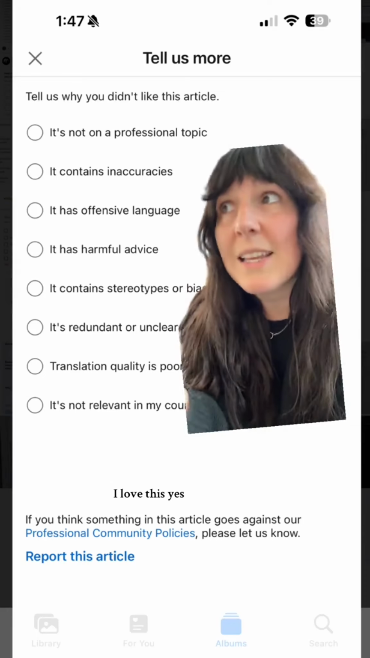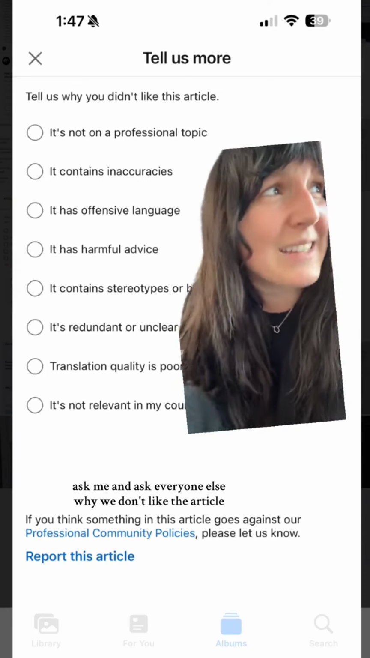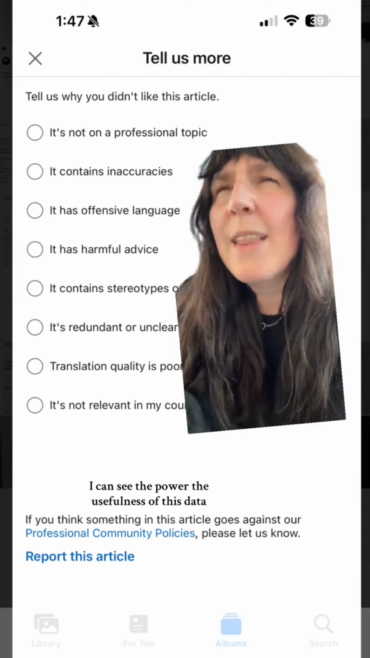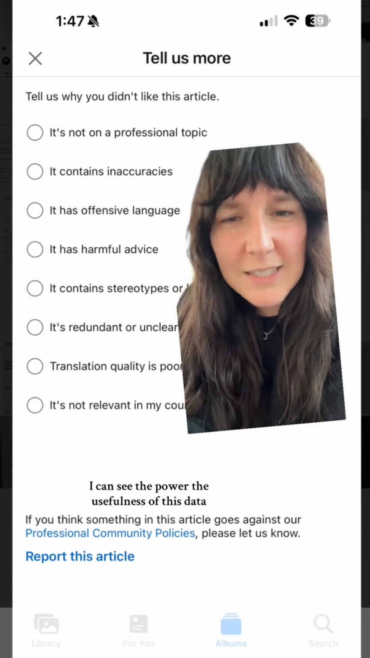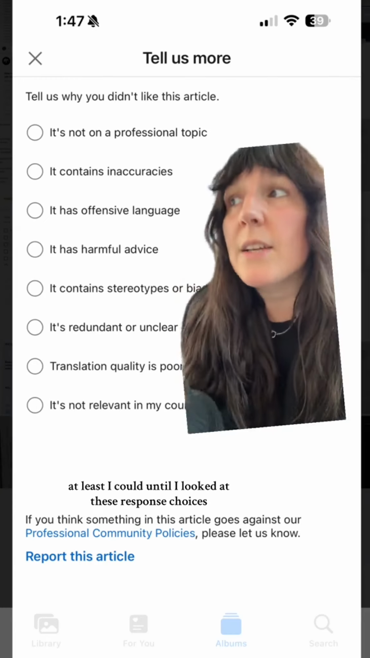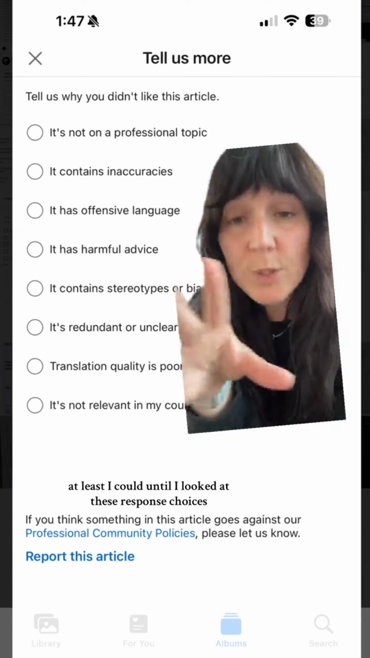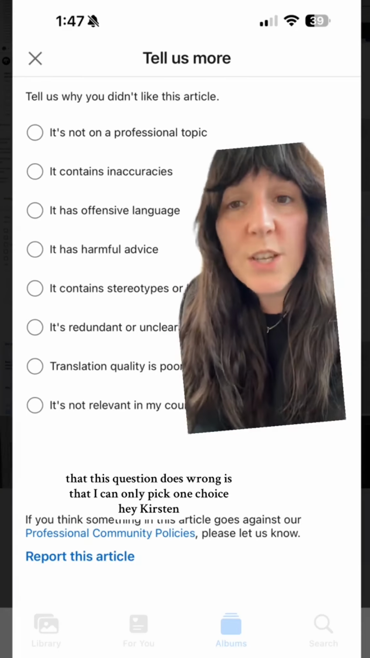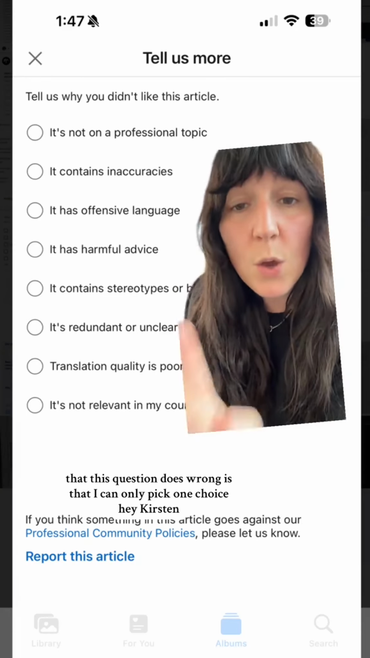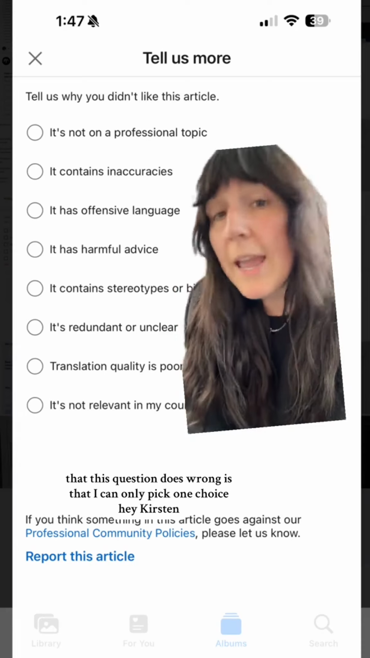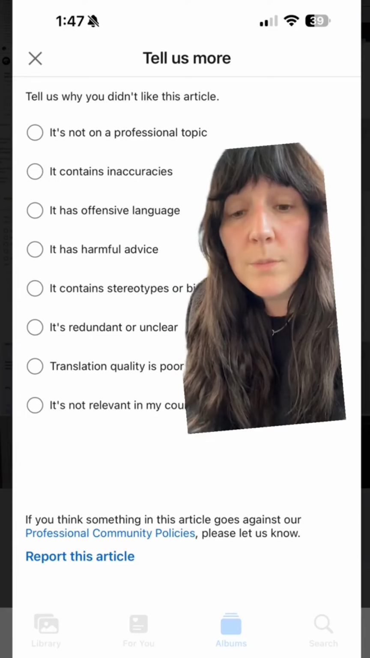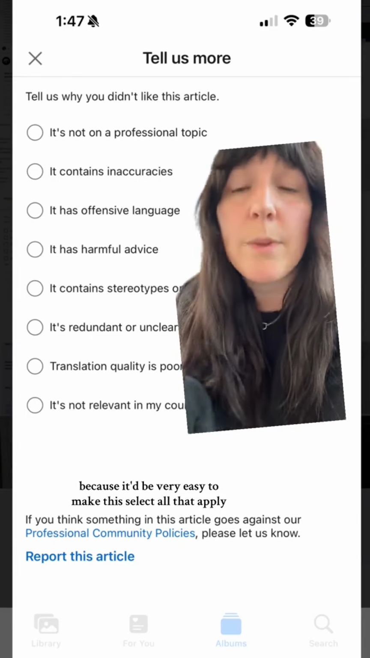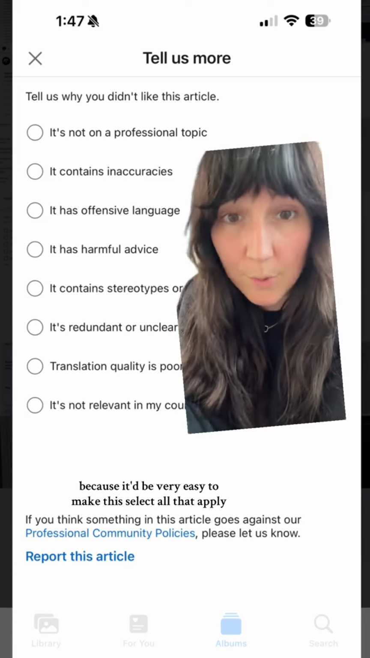Now, I love this. Yes, ask me and ask everyone else why we don't like the article. That's great. That's learning. I can see the power, the usefulness of this data. At least I could until I looked at these response choices. The first thing right off the bat that this question does wrong is that I can only pick one choice. Hey, Kirsten, why didn't you like this article? Tell us only one thing. Which is ridiculous, because it'd be very easy to make this select all that apply.